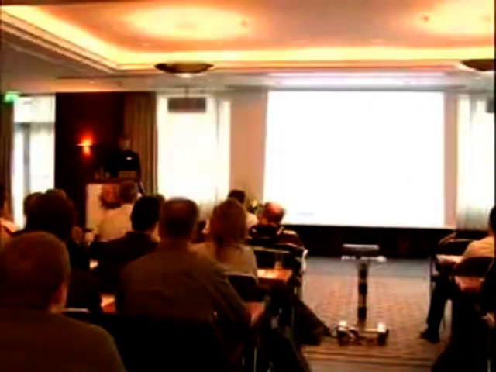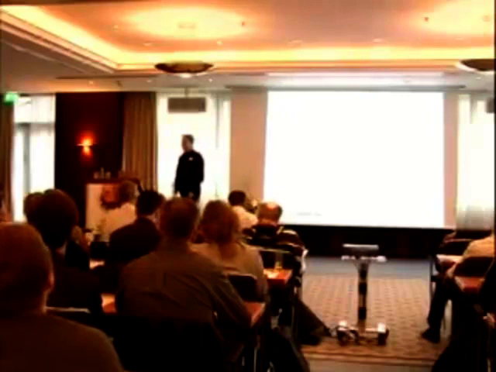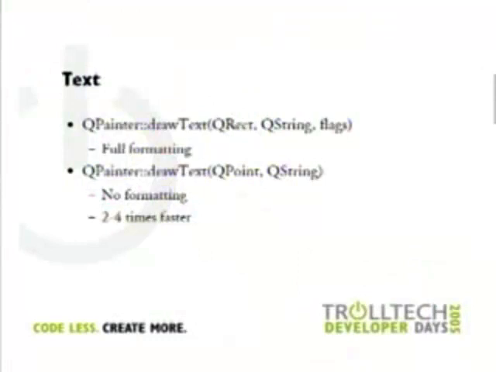First thing to look at is that we have two drawText functions in QPainter. One takes a rectangle, one takes a QPoint. One of them does a full text layout. You can do alignment, mapping it to top, left, bottom, right, clipping, and everything. It does full formatting and is 2 to 4 times slower than the straightforward one, drawText with just a point. So if you know the position where the text should be, you should use the drawText that takes a QPoint.